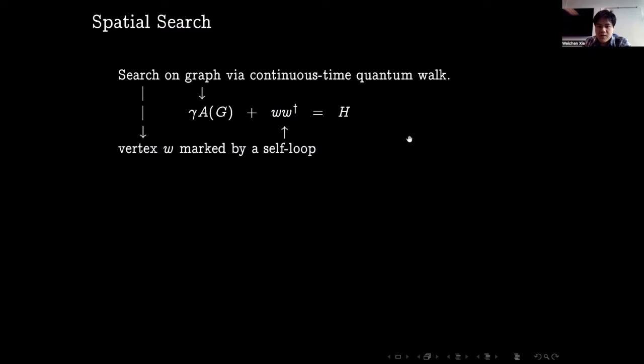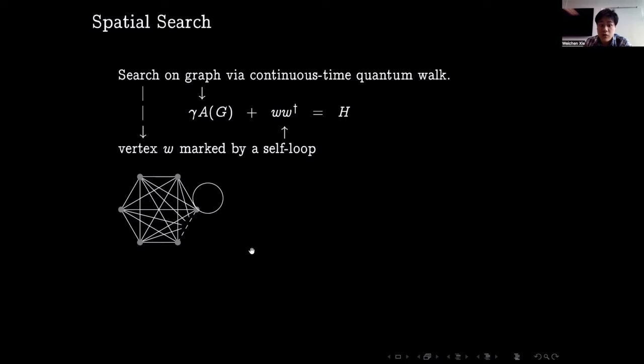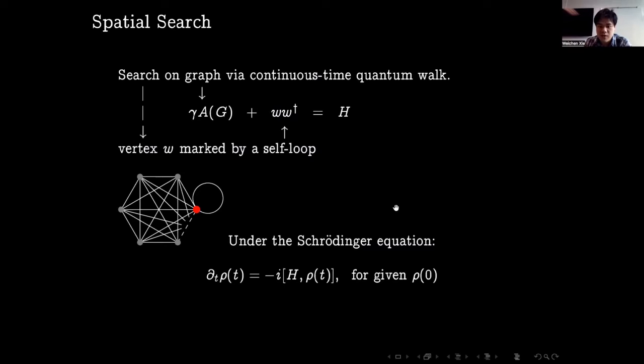So the game looks like this: you're given a graph. We have a graph, and one of the vertices is marked by a self loop. It can be marked by us, or it can also be marked by an oracle or some adversary. It may be unknown to us. And what we want is to let the system itself find the target vertex by using the Schrodinger equation, okay?